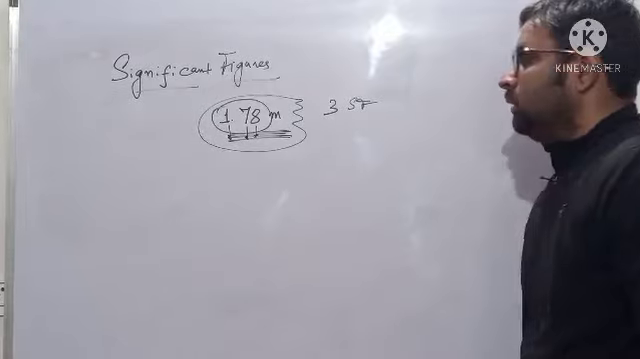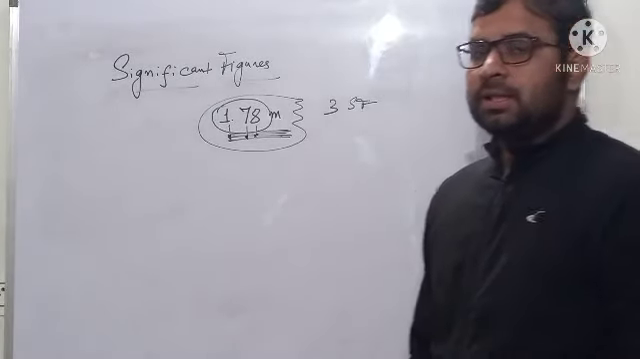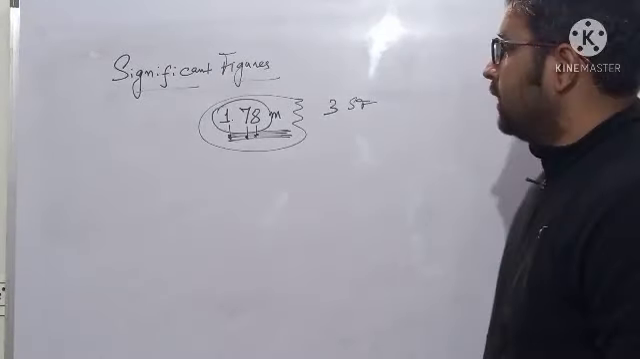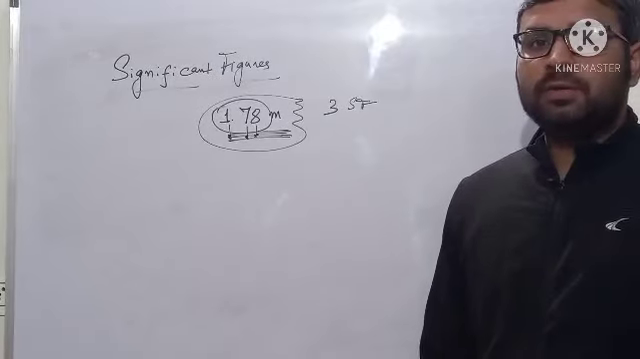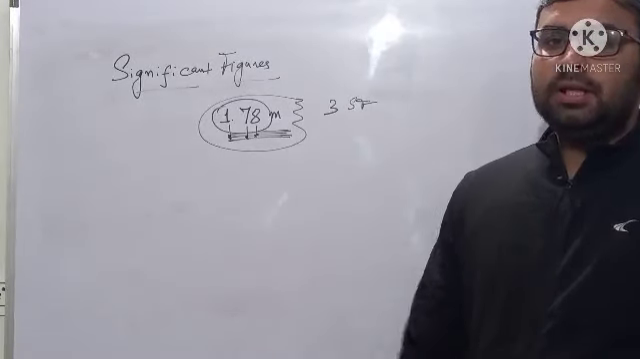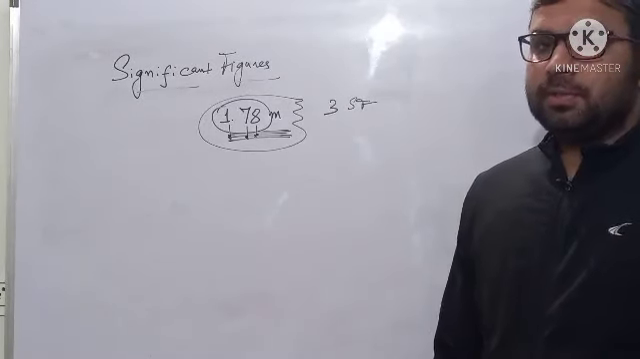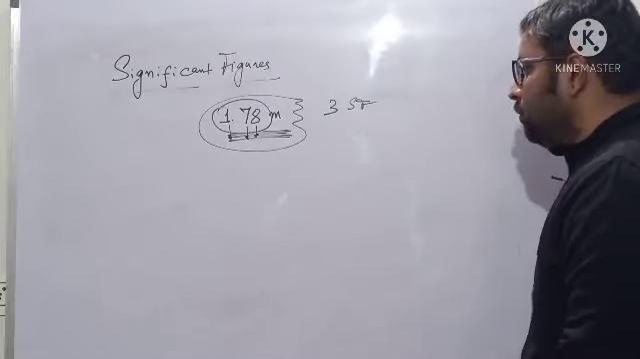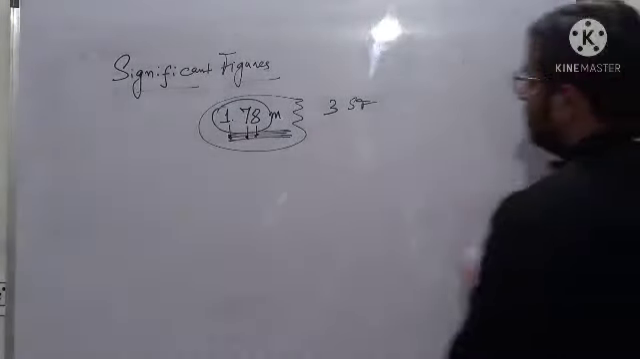Now there are certain rules mentioned in the literature to determine the number of significant figures based on the values which have been represented. So we will understand about the rules.